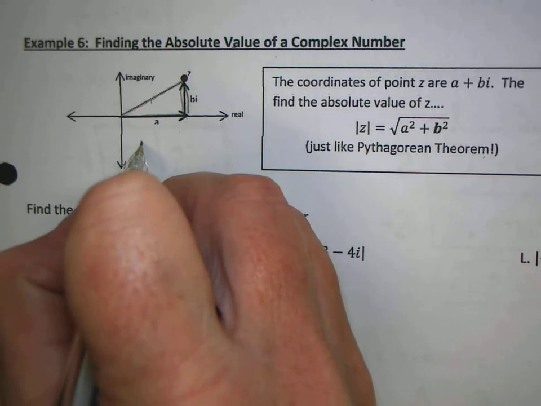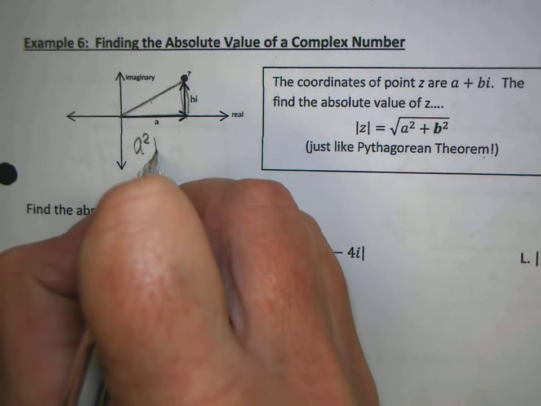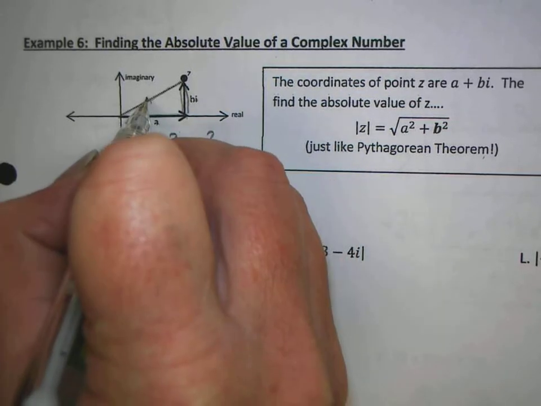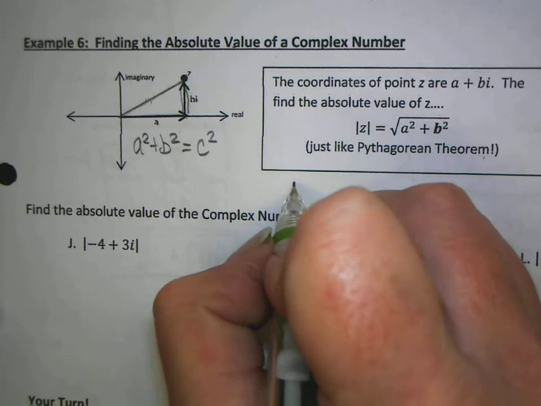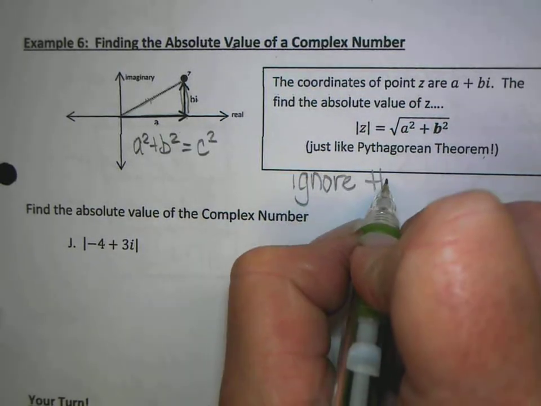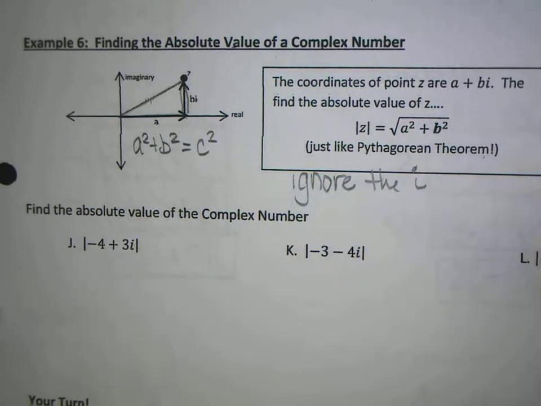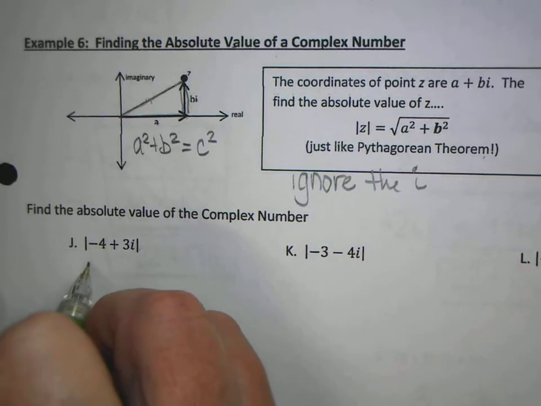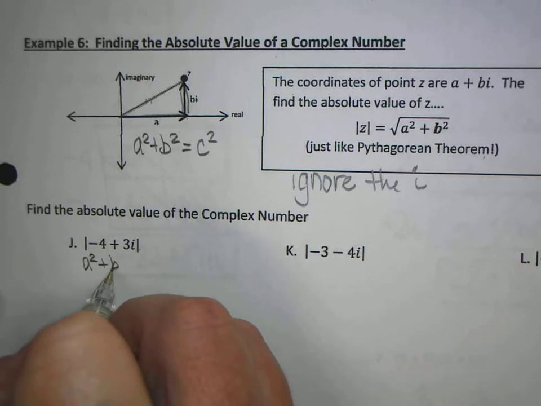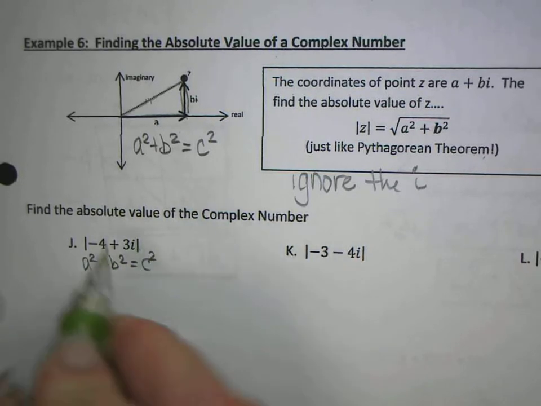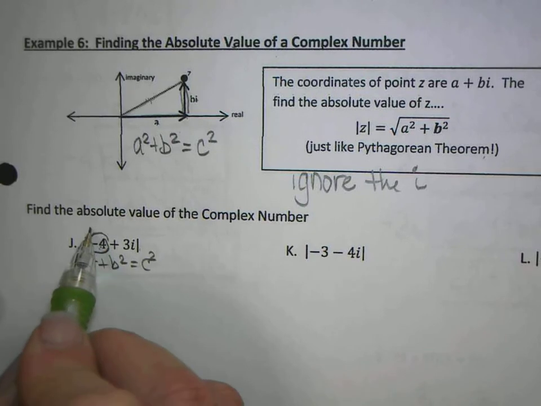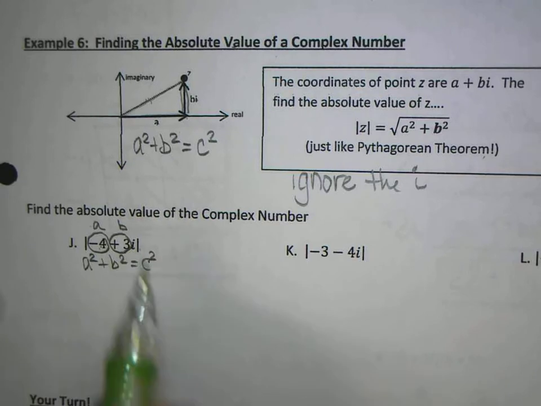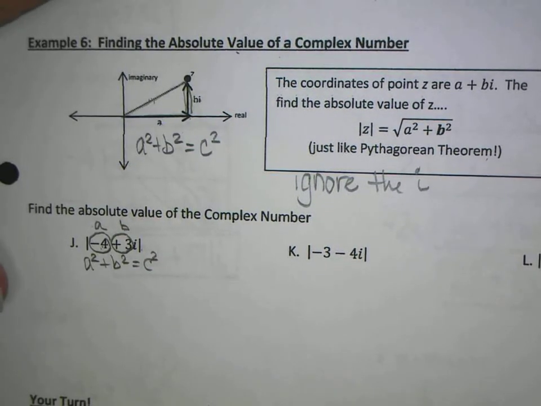And if you remember back in geometry, it's a squared plus b squared equals c squared. This is your a, this is your b, and this is your c. So the biggest thing you have to know for just this part is ignoring the i. The i does not count in this problem. So the a in this problem is negative 4, and the b is positive 3. Ignore the i. So then the absolute value of negative 4 plus 3i.